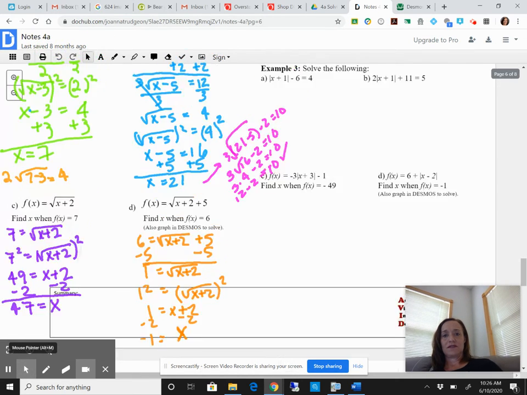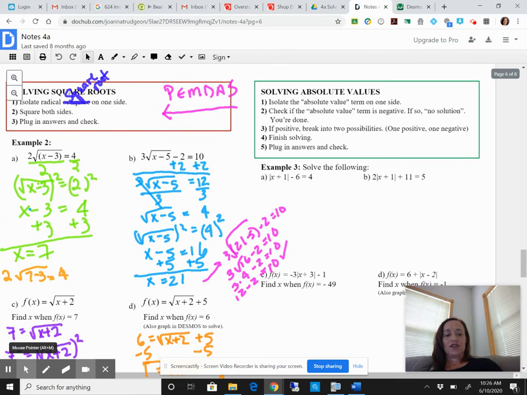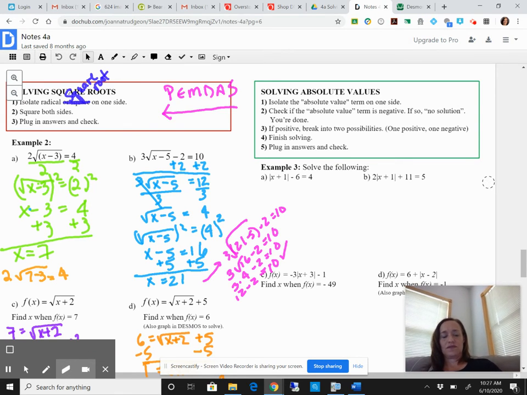So let me get up here to the top of the page. I have a little summary box here for absolute value functions too. So for absolute value functions, you are going to, hold on.